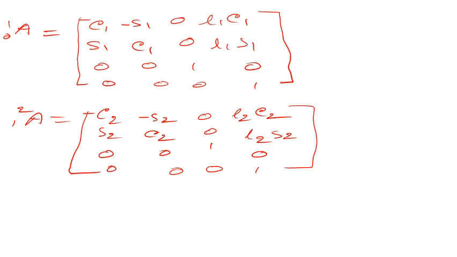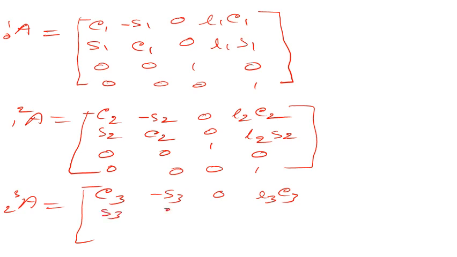Finally, your A23 is as follows, just the same thing: C3, minus S3, 0, L3 C3; S3, C3, 0, L3 S3; 0, 0, 1, 0; and 0, 0, 0, 1.